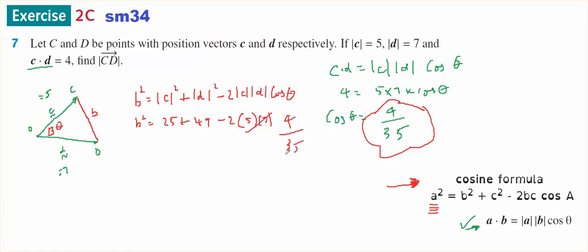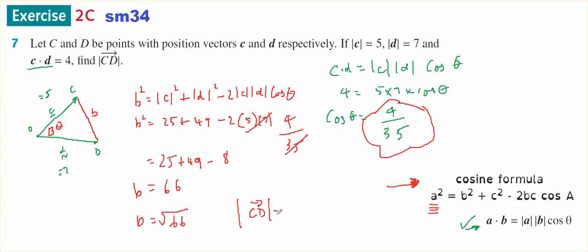7 5s are 35, so they will cancel. 25 plus 49 minus 8, which gives me 25 plus 41, which is 66. So B should equal the square root of 66, and B is the magnitude of vector CD, and that should equal the square root of 66.